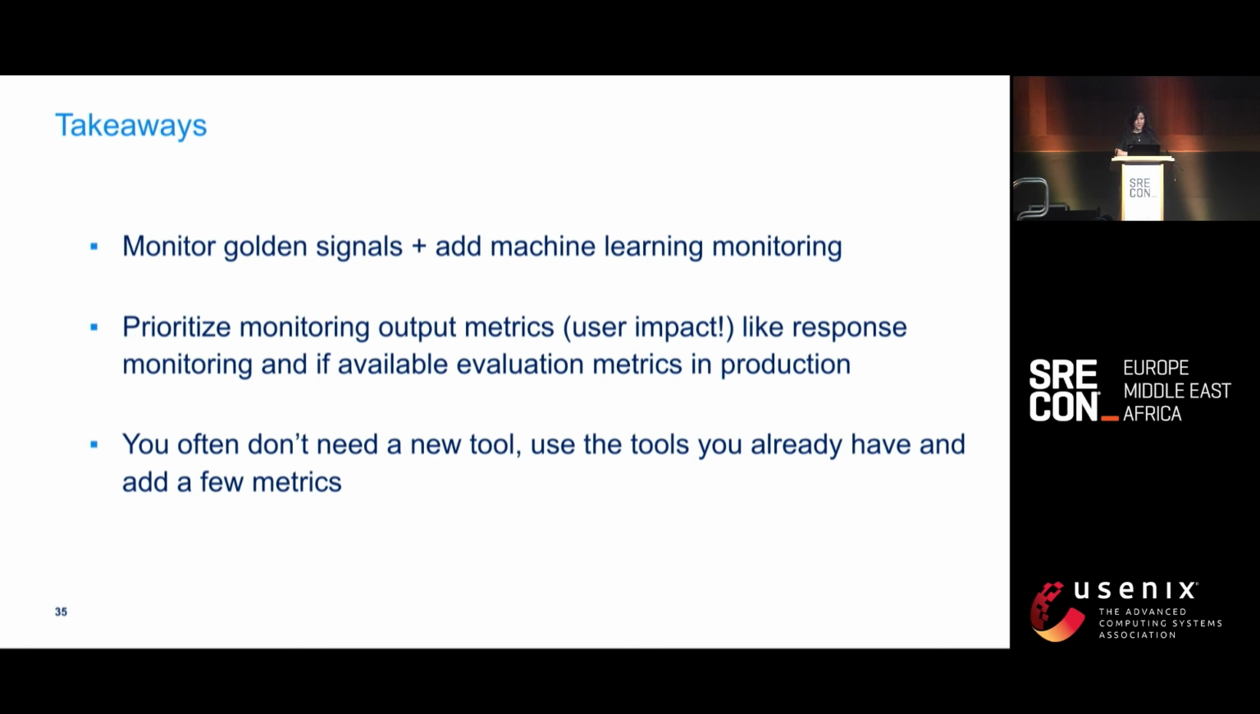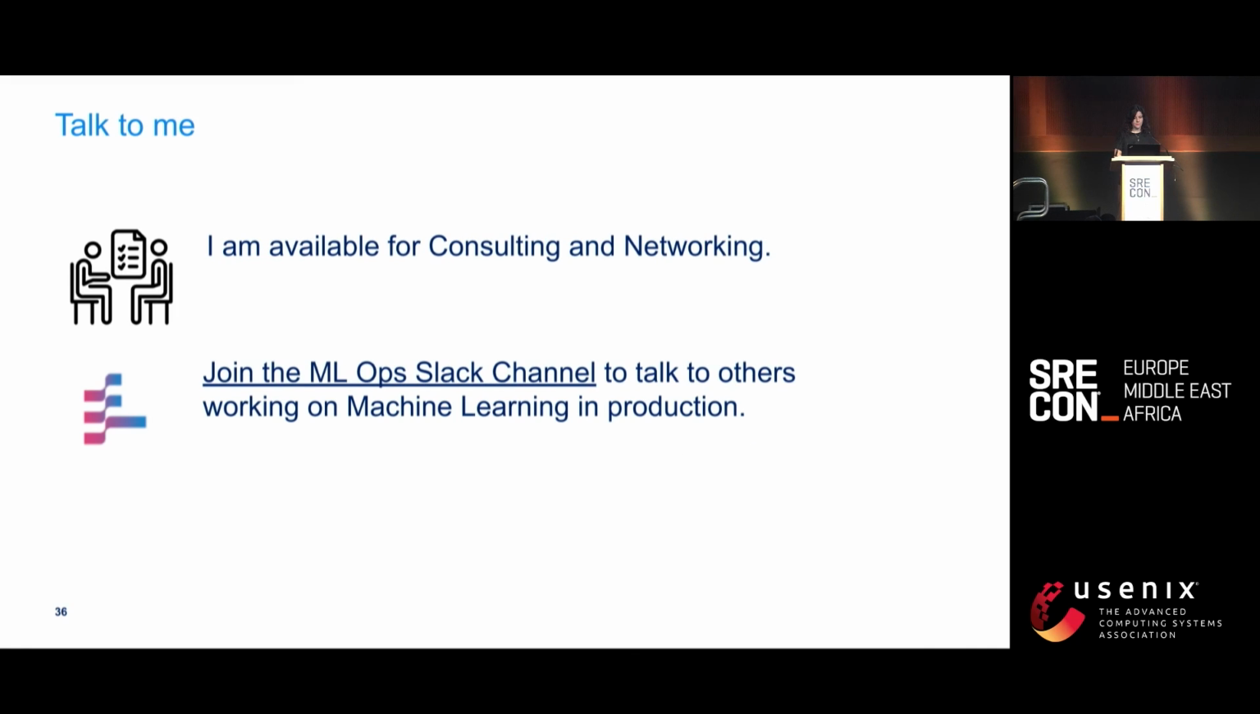So to sum up, you need the golden signals, you add machine learning monitoring on top, and you prioritize the output metrics like response monitoring, and if you can, evaluation metrics in production. And you don't actually need a new tool. You can start with your existing tool stack, and you add a few metrics and you gain experience over time.